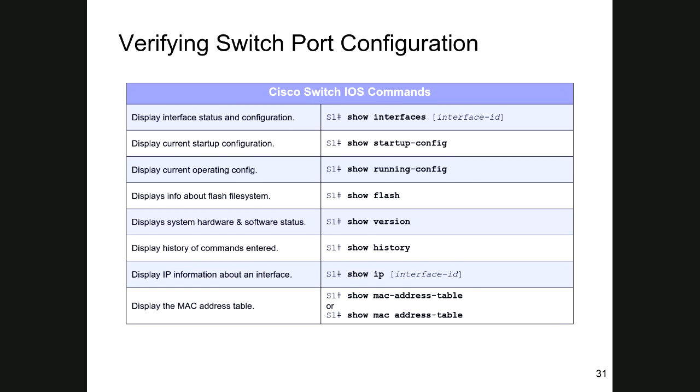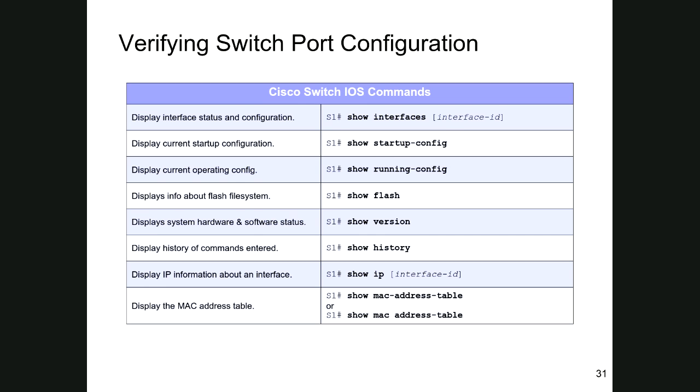Show flash shows us the file name of the operating system. Show version will show us what version of the IOS operating system is there, how many Ethernet ports are there. Show history shows us the previous commands we have entered. And then, of course, one of my favorite commands, show IP interface brief, will show us information about all the ports on the switch or router. Is it up and up? Did I forget to type no shutdown?